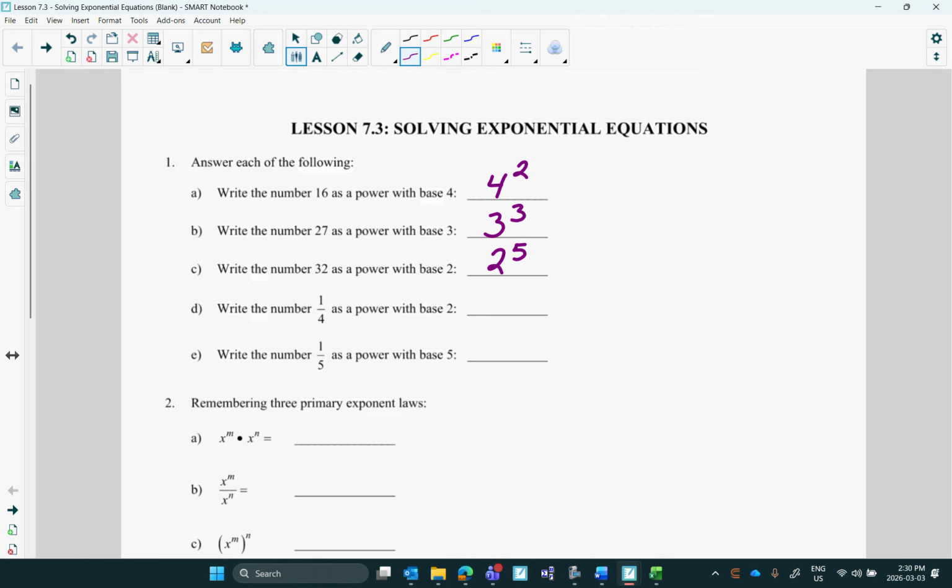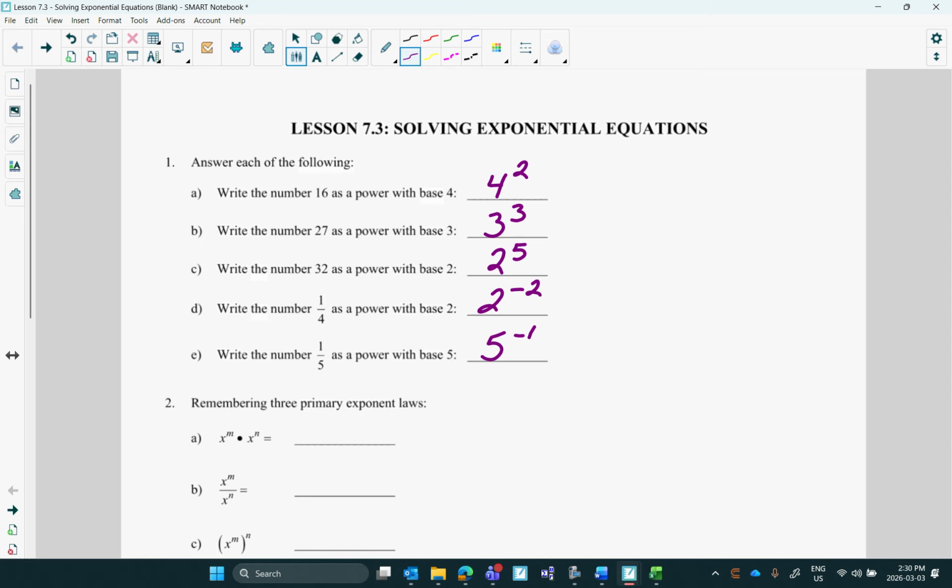These ones you have to be a little careful with. 1/4 base 2. As soon as you see fractions, you should be thinking what kind of exponents? Negative exponents. Not fraction, negative exponents. So 2 to the positive 2 is 4. 2 to the negative 2 is 1/4. And E, 5 to the negative 1, because 5 to the 1 is 5, so 5 to the negative 1 is 1/5.